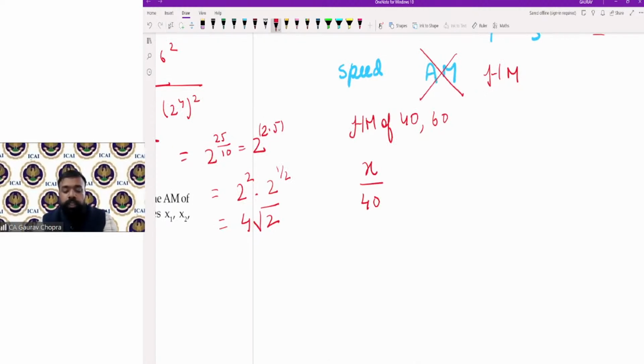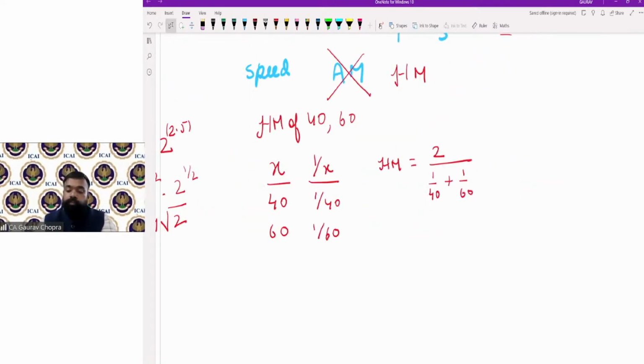Now let's try here. X is 40 and 60. We have to do 1 by x. So 1 by 40, 1 by 60. Now according to the formula, HM is equal to n. N is 2. There are 2 observations divided by 1 by 40 plus 1 by 60. Take LCM. LCM is 120. So 3 plus 2.